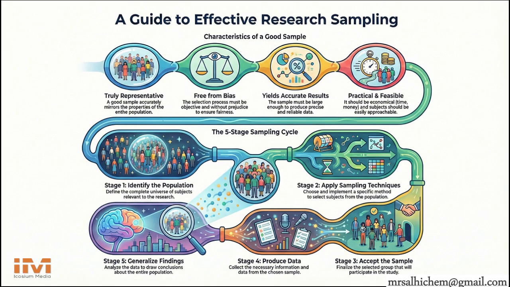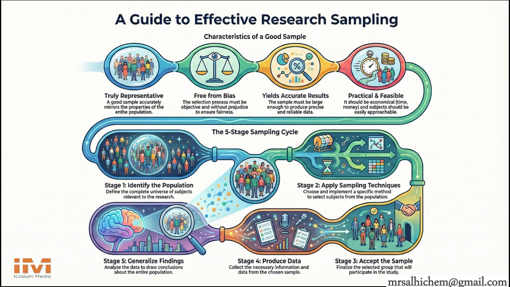Then what? Then we hit stage 3, accepting the sample. This is the moment the researcher commits to that chosen group and that methodology. It's really a point of no return. Which flows immediately into stage 4, data-producing sample. This is the execution phase, the actual collection of raw information from your selected subjects. And this is where those practicality criteria, approachable and economical, are tested the hardest. Because if the sample you selected in stage 2 is impossible to actually reach, stage 4 just grinds to a halt. Exactly. The execution of the study, the data collection, it has to be feasible.